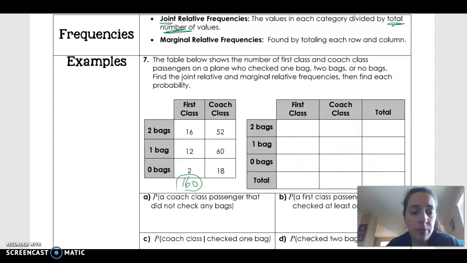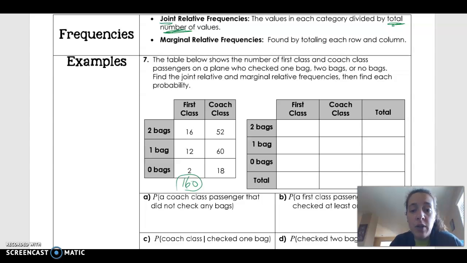So then I can take that information and figure out my probabilities and continue filling out my table. To continue filling out this table, you are going to want a calculator, because this is not stuff you're going to want to do in your brain. I see that my joint relative frequency is the value in each category divided by the total number of values, which we found right here is this 160.